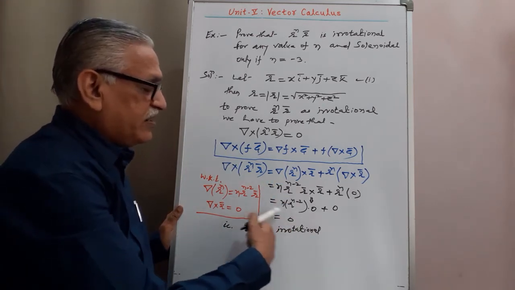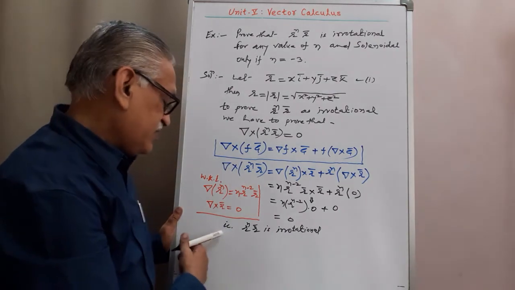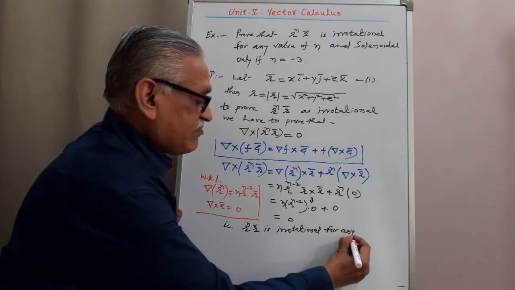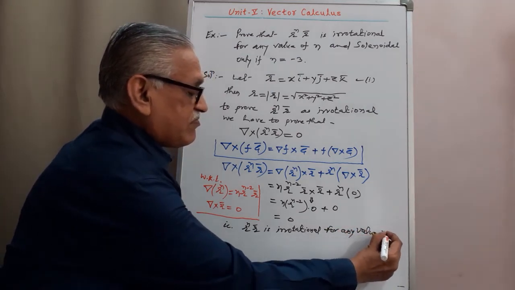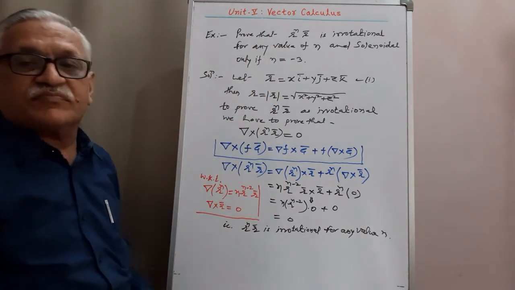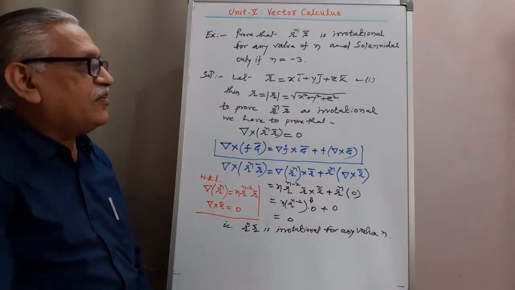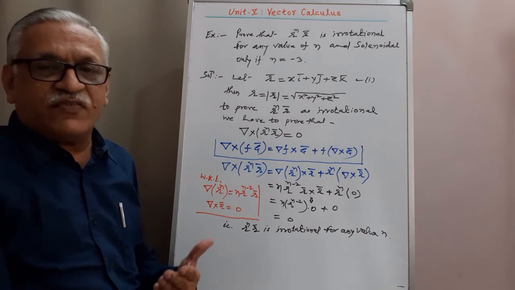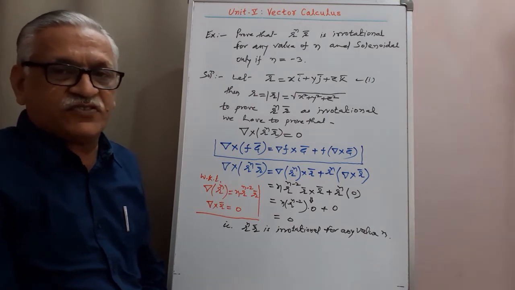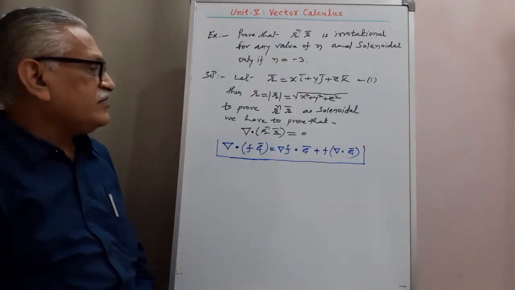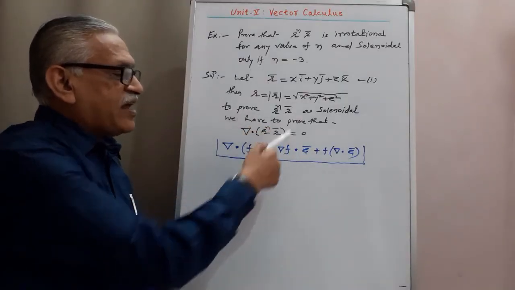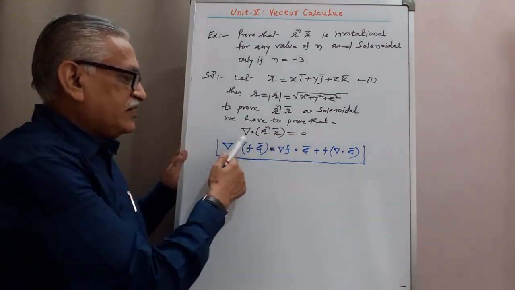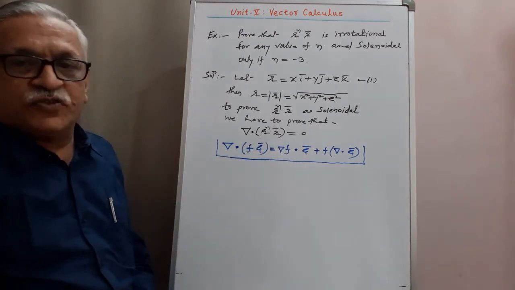For any value of n, as it does not depend on n, it is irrotational for any value of n. That is the first result. Then we try to prove the second result. It is solenoidal only if n is equal to minus 3. And for solenoidal, we require to find the divergence of that vector function. Then, second, to prove that r raised to n into r bar is a solenoidal vector function, we have to prove that the divergence of that function is 0.